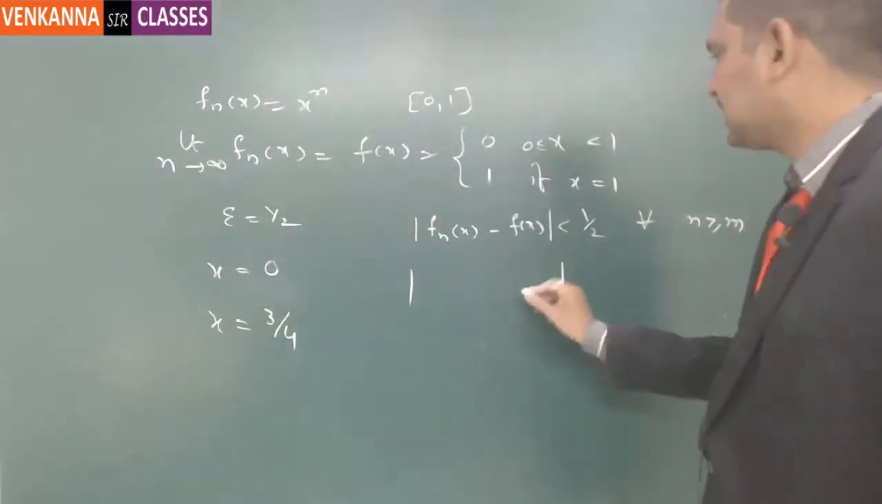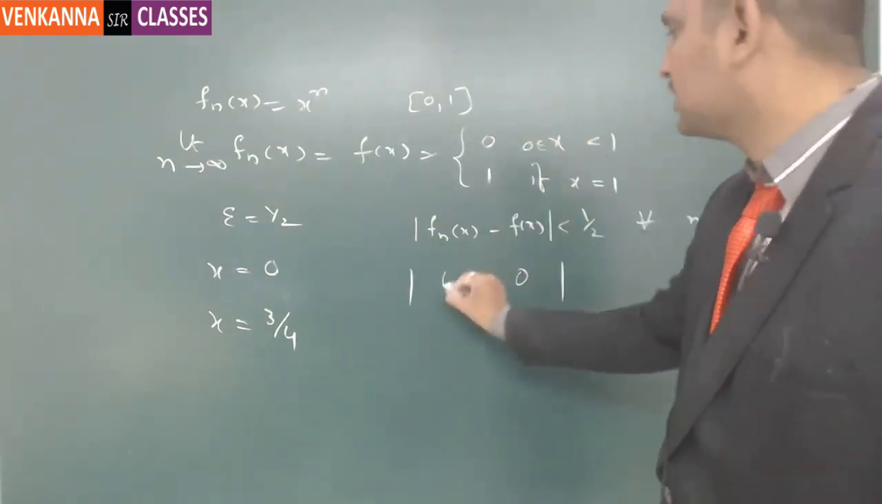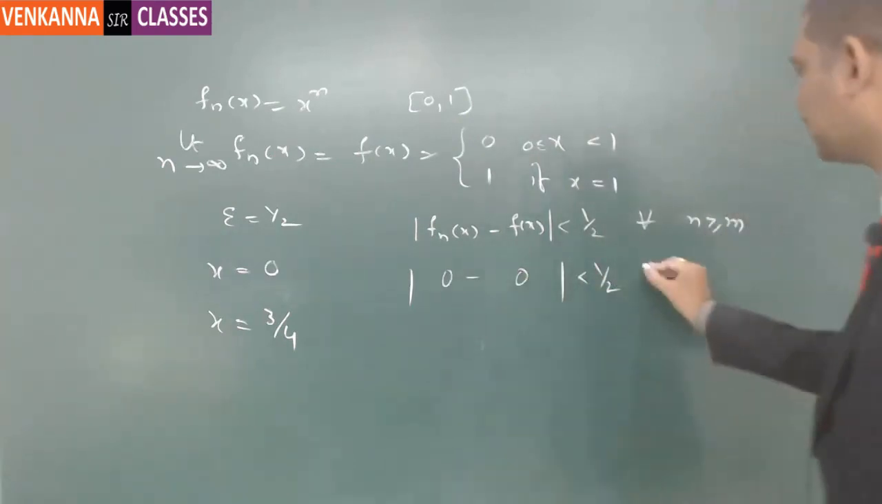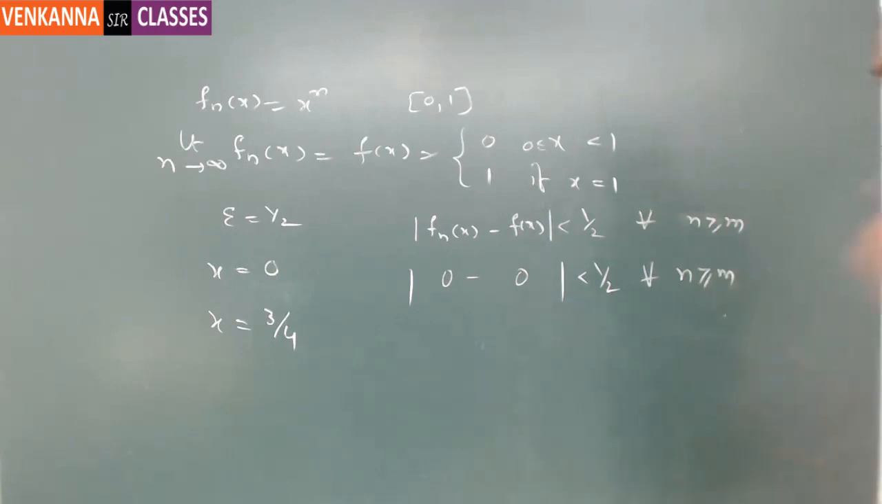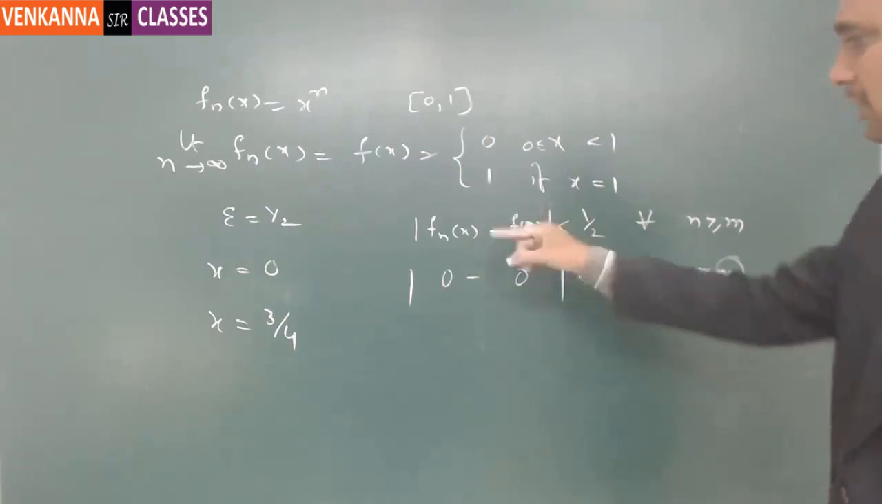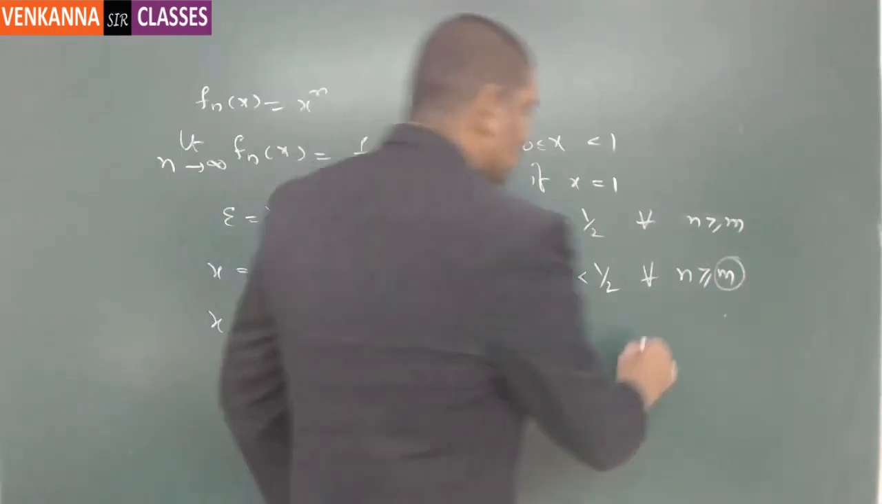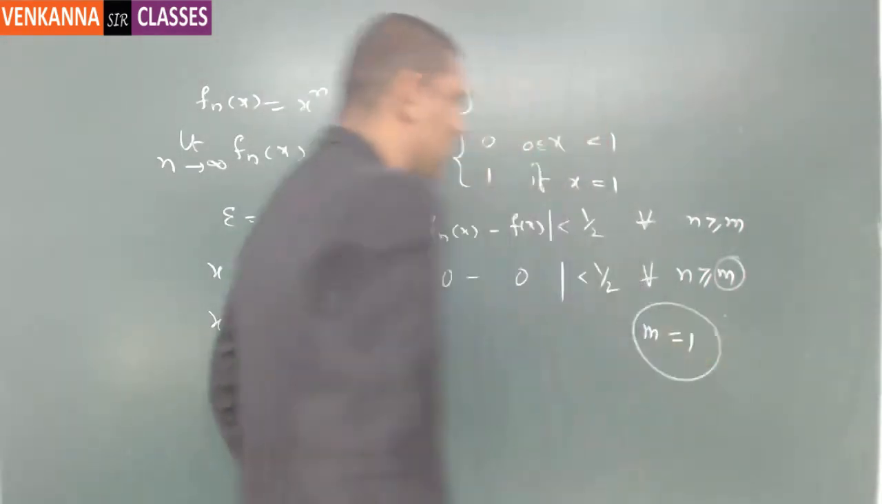What will be f of x? It is 0. What will be fn of x? 0 power n, nothing but 0. This is less than 1 by 2 for all n greater than or equal to m. So, what is the term number m you will get from this conclusion? If you have written the sequence x power n, from what term number onwards will you get the value as less than 1 by 2? From the first term number onwards, can you say that the value is less than 1 by 2?